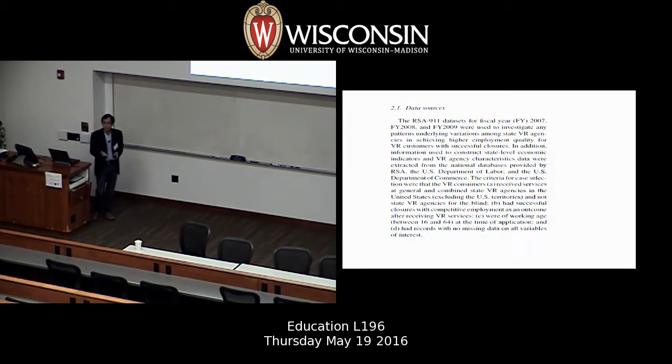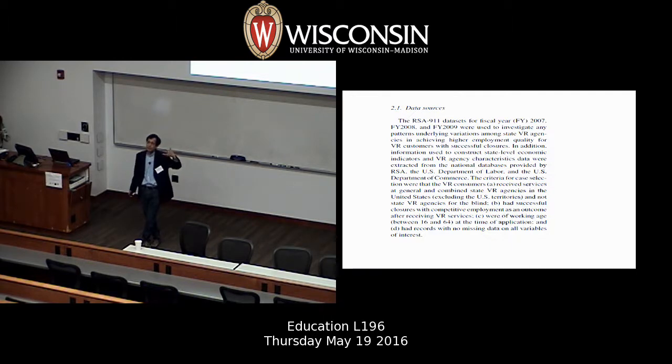But anyway, we used the RSA 911 data, but then we also went to the Department of Labor and extracted the unemployment rate for 3 fiscal years. We also extracted unemployment for every state, per capita income in every state, and the percentage of urban communities for every state, okay? Then we picked up information from the RSA website on state agency characteristics. And we matched those things together using something called multi-level analysis to look at person-environment interaction that may affect employment outcomes of people with disabilities.